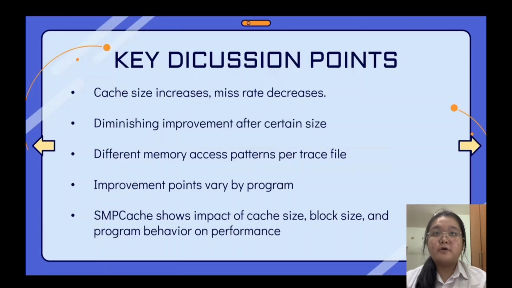Overall, from all the simulations, we observed that as cache size increases, the miss rates decrease. However, after a certain point, the improvement becomes minimal. Each trace file had different memory access patterns, so the improvement points were not the same. Through SMP Cache, we were able to understand how cache size, block size, and program behavior impact overall system performance. That's all for me. Now, I'll pass the mic to Kersin.